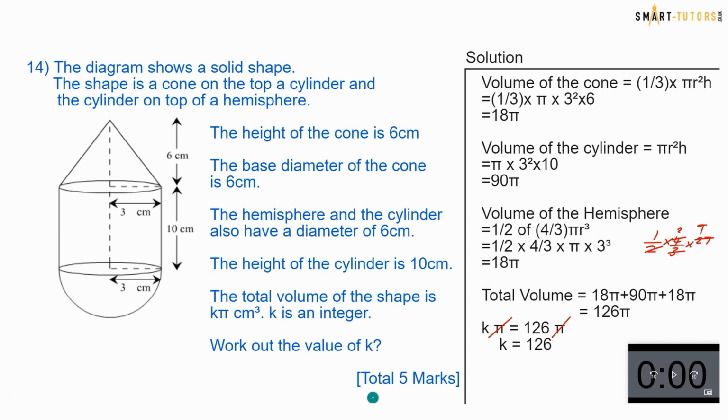The question says the total volume is k pi. So k pi equals 126 pi. Both pi cancel. So k equals 126.